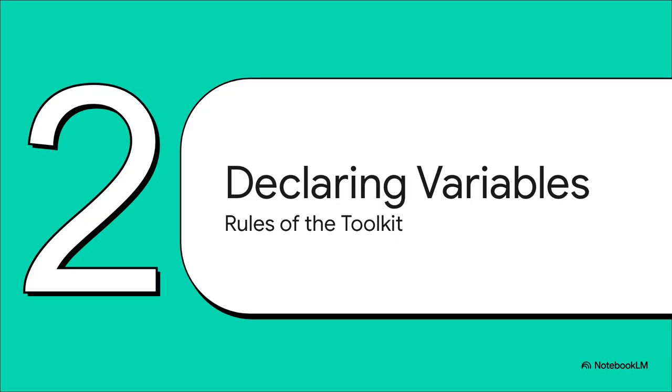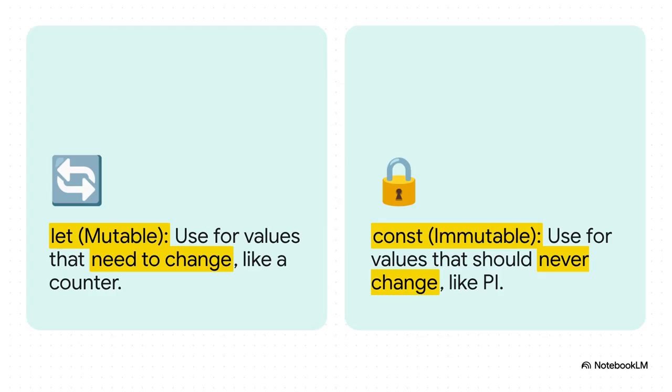So how do we actually make these containers? In modern JavaScript, we've got two main ways to do it, let and const. Now, you might have heard of an older one called var, but you'll see in a second why let and const are way better and help you avoid some really common mistakes. And here it is, the big choice you have to make every time. If you have a value that you know is going to change, like a player's score that goes up and down, you use let. But for a value that should never change, like someone's birth year, you lock it down with const. Think of const as a way of protecting yourself from future mistakes.